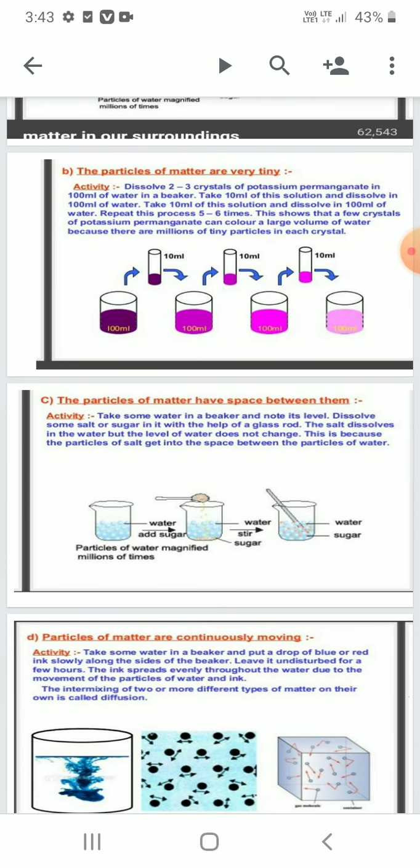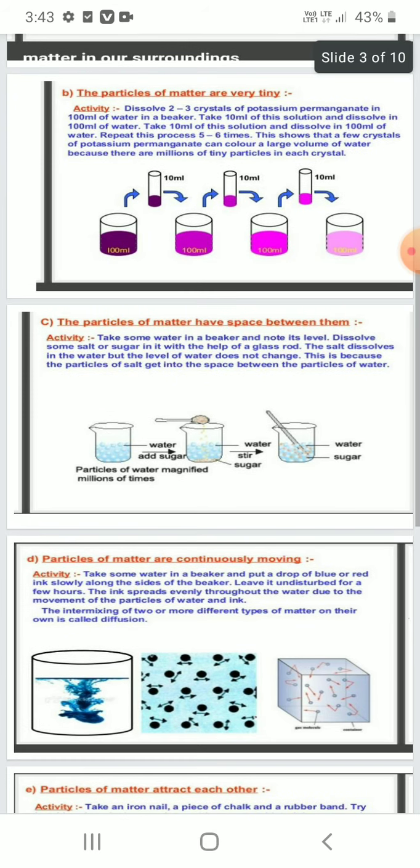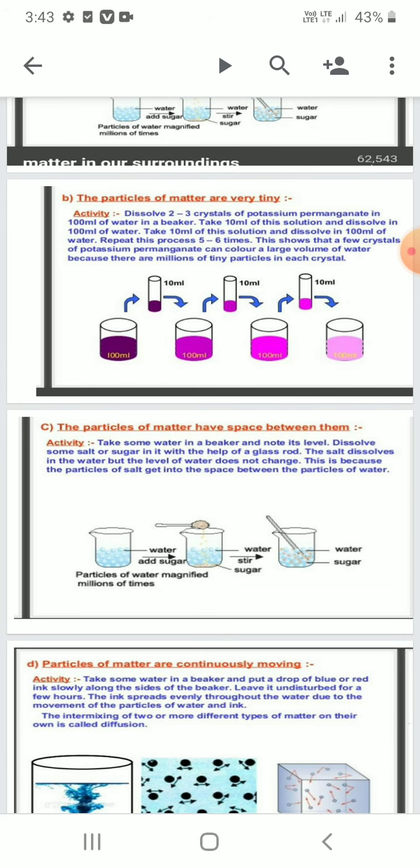In the beginning we took just 2 to 3 crystals, not more than that. But in the last beaker, when you check, you can still find the color. It is not colorless; it is a light pale pink. This is due to the particles of matter being very, very tiny. You cannot see them with the naked eye, but the color shows that the particles of potassium permanganate are persisting. So this is the second point, B: the particles of matter are very, very tiny.